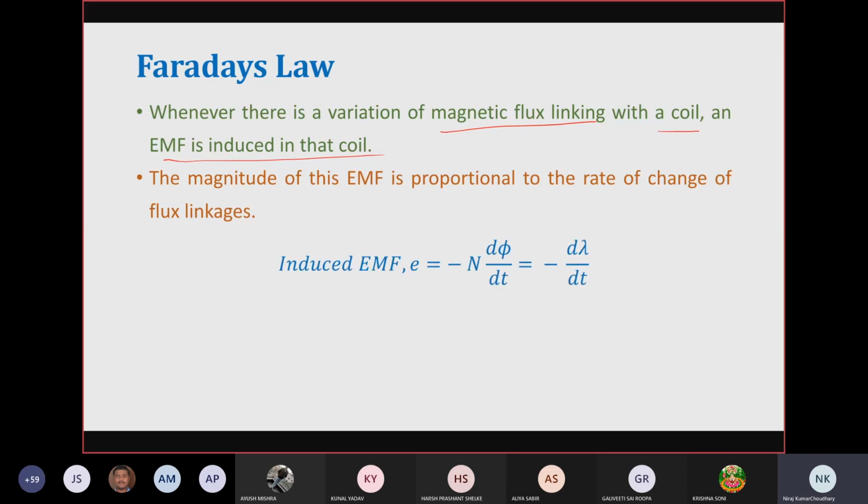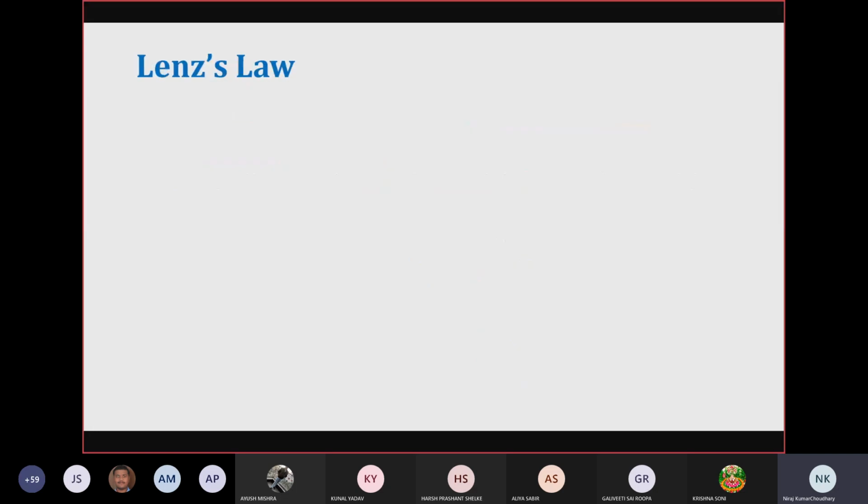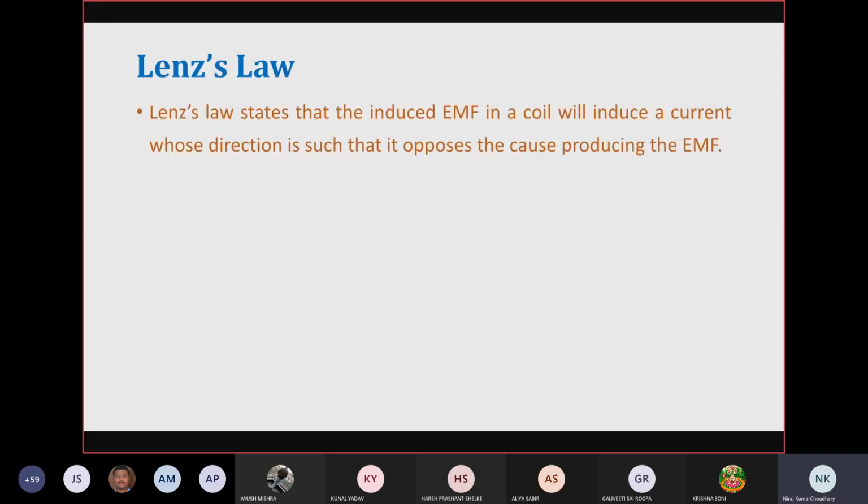So according to this Faraday's law of electromagnetic induction, E will be directly proportional to d phi by dt. So if there are n number of turns in a coil, then E is equal to n d phi by dt. This is your magnitude, but here one additional law is there due to which this minus sign comes here. This is due to the Lenz law. So what is the Lenz law? Lenz law states that the induced EMF in a coil will induce a current whose direction is such that it opposes the cause producing the EMF.